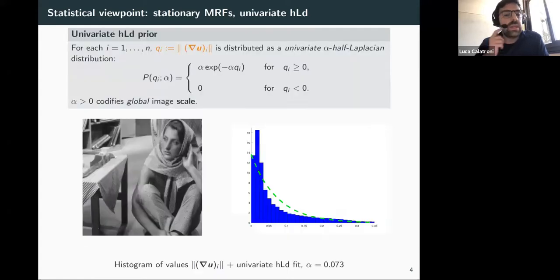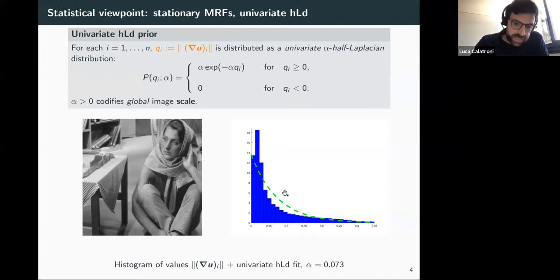Let's go back to the histogram of gradient magnitudes I showed you before. And what you see here is the fit of this empirical histogram by a half Laplacian distribution, where the parameter alpha has been estimated in an automatic way, as I will explain in the following. And we can make some considerations from this plot.